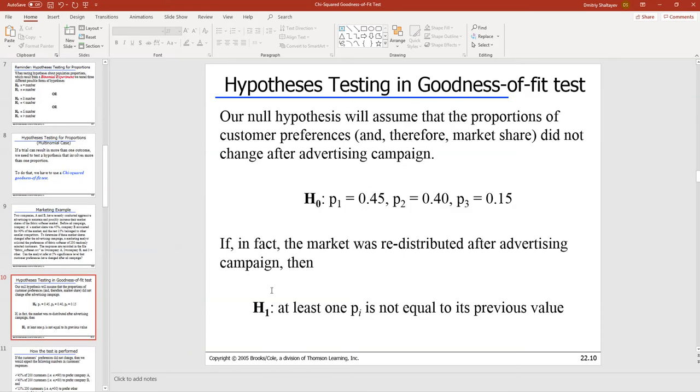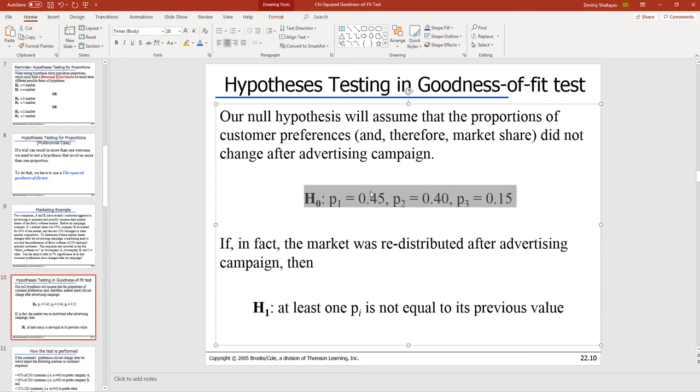Okay, so our null hypothesis that we're going to test now. Notice again that I'm not asking the question, did company A keep 45% of their market, or did it change, become something else? Or did company B keep 40% of the market, or did that change, right? It became higher, lower, what? I actually need to evaluate the state of the market altogether, right? So my null hypothesis always is going to be like this.